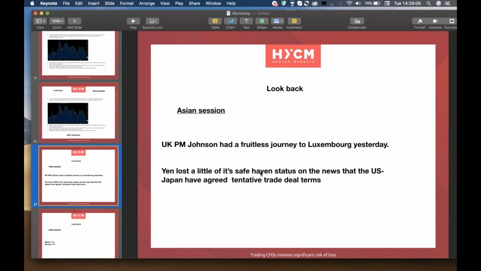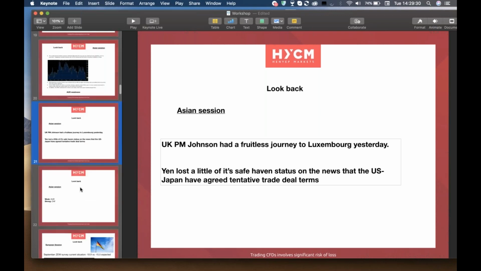Yen lost a little of its safe haven status on the news that the US and Japan have agreed tentative trade deal terms. This headline came out overnight as well. So there's a little bit of a boost for risk-on sentiment, although risk-off sentiment was still primarily there. But the news that the US and Japan have agreed tentative trade terms would be a boost to risk appetite.